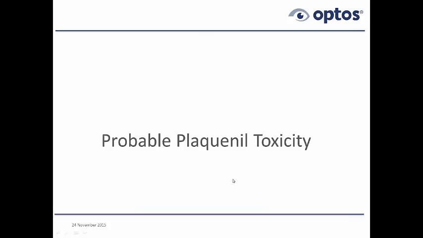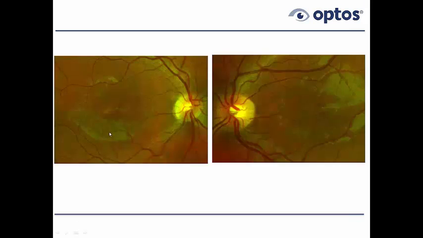Okay, another condition. Here's a patient with systemic lupus erythematosus, age 39, female, and she's been on treatment with Plaquenil, about 400 milligrams a day for the last 10 years or so. So she's at risk of developing Plaquenil toxicity. Here are the images of the disc and macula blown up, the Optos images blown up. We can see some reflections off the internal membrane.